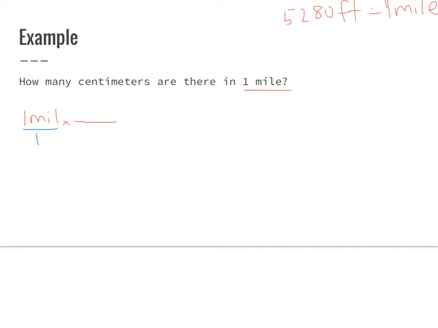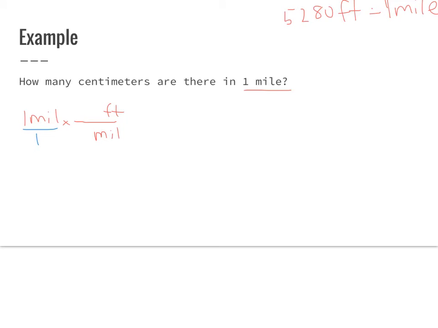So this 5,280 feet equaling 1 mile is going to be our first conversion factor. Now, if I look at my given information, the miles are at the top of my fraction. So to cancel them off, I am going to put miles on the bottom. Okay, I can convert miles into feet, and so the units of feet are going to go on the top.